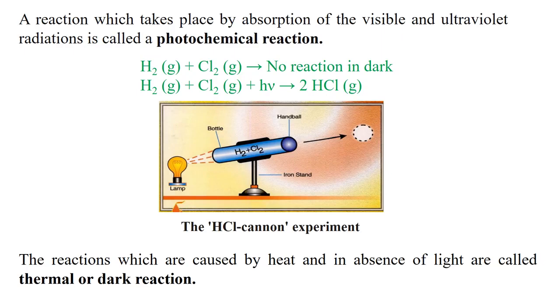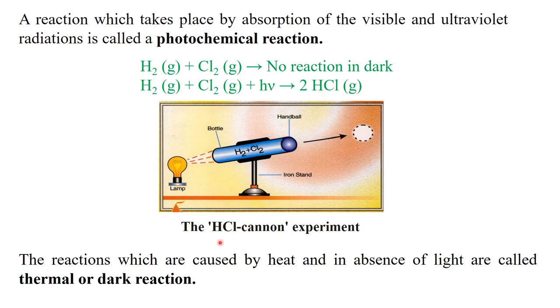Here is a definition. A reaction which takes place by absorption of visible and ultraviolet radiation is called a photochemical reaction. For example, hydrogen and chlorine do not react with each other when there is no light, but in the presence of light, H nu, hydrogen and chlorine react to form HCl, that is hydrochloric acid.